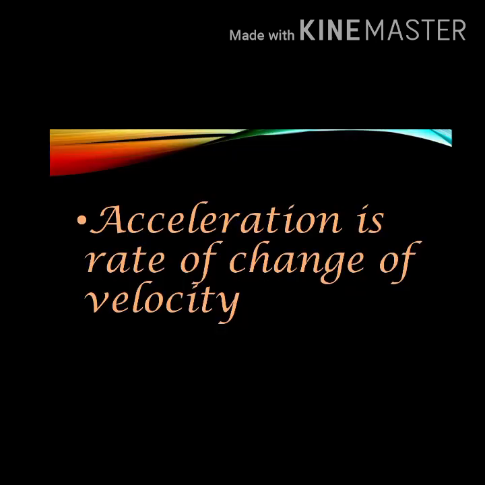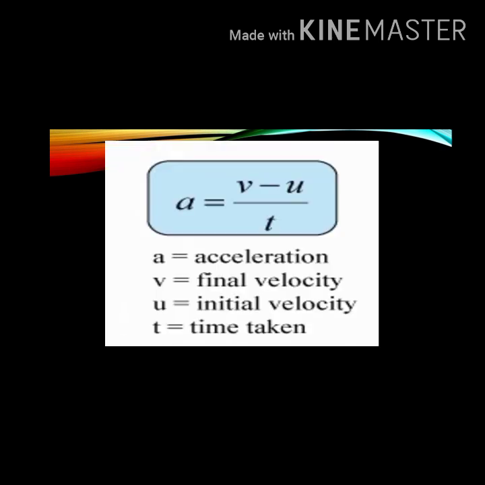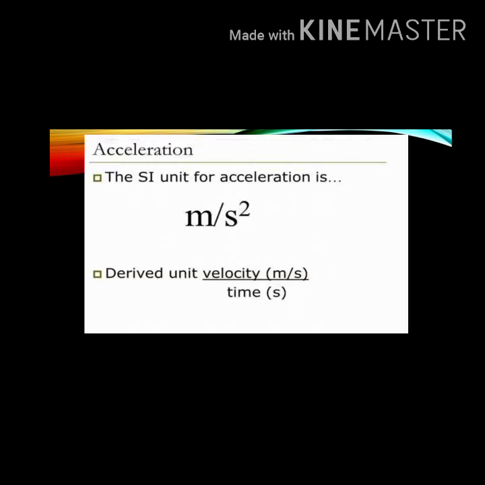So, acceleration is the rate of change of velocity. To find acceleration, we have the equation a equals v minus u by t, where v is the final velocity and u is the initial velocity and t equals time taken. The SI unit for acceleration is meter per second square.